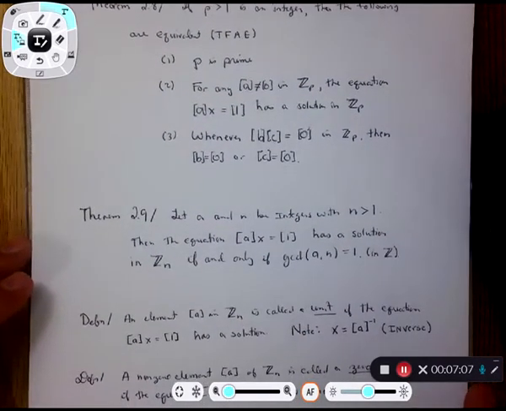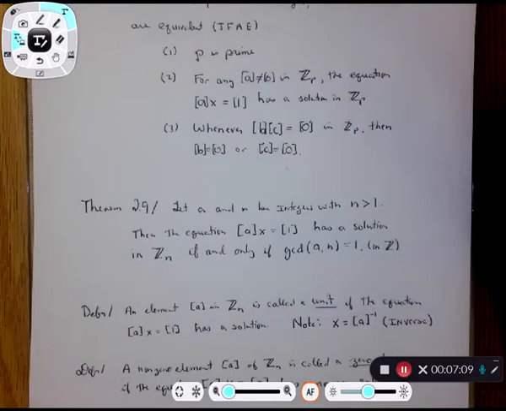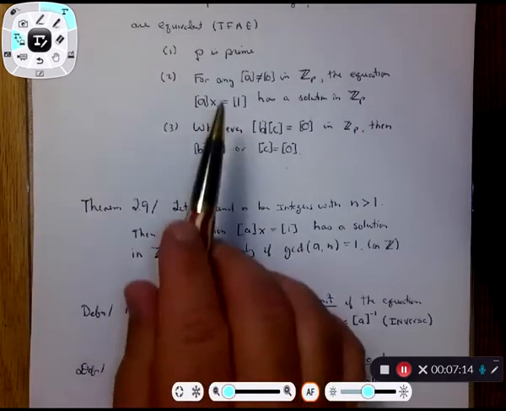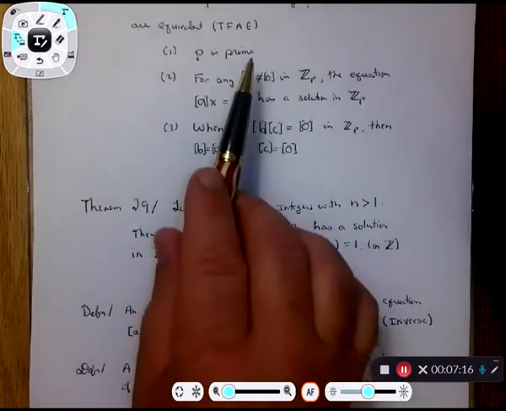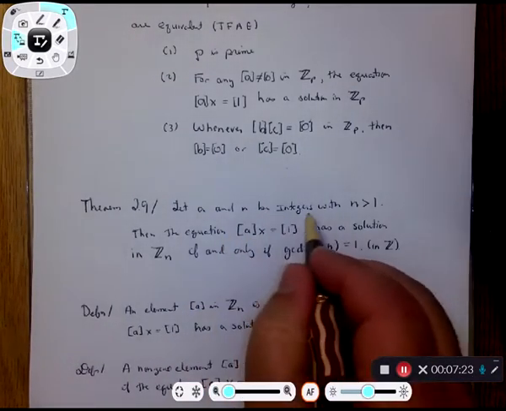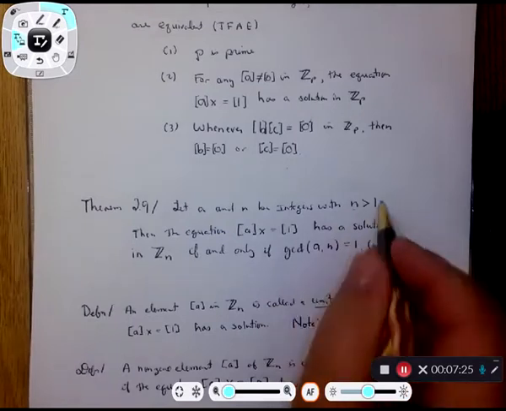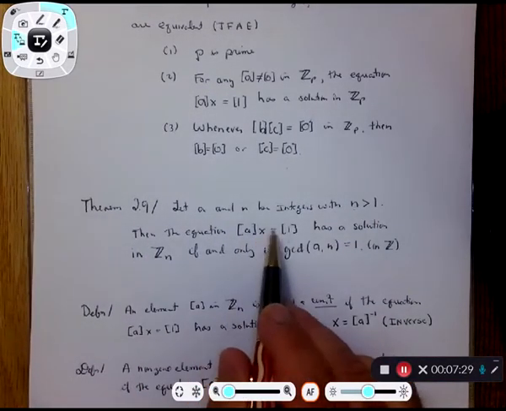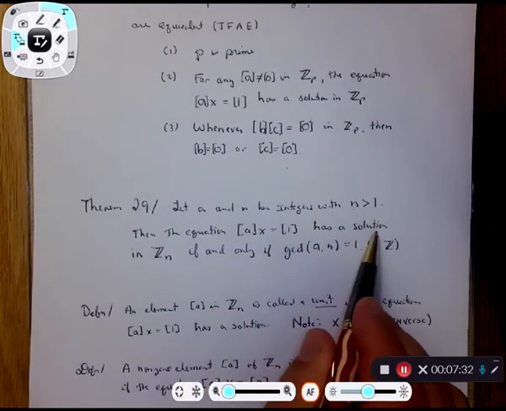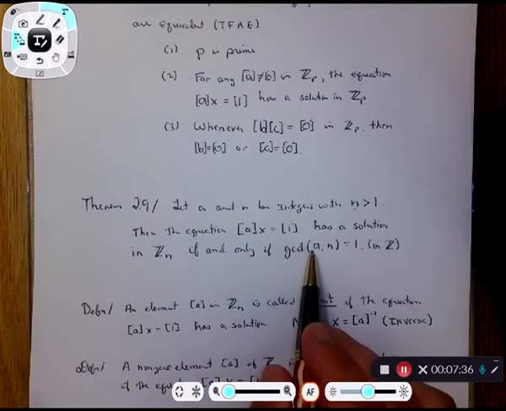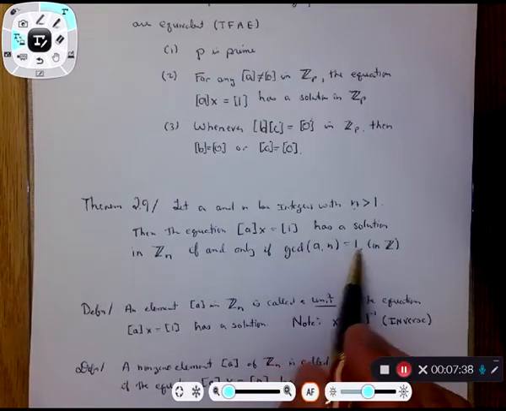So, continuing on, we have Theorem 2.9. 2.9 goes back and looks at this equation. Now, we were first focusing on this one with P being prime. Now, take a look at Theorem 2.9. Let A and N be integers, with N being greater than 1. Then the equation, equivalence class A times X equals 1, has a solution in Zn if and only if the GCD of A and N is equal to 1 in Z.